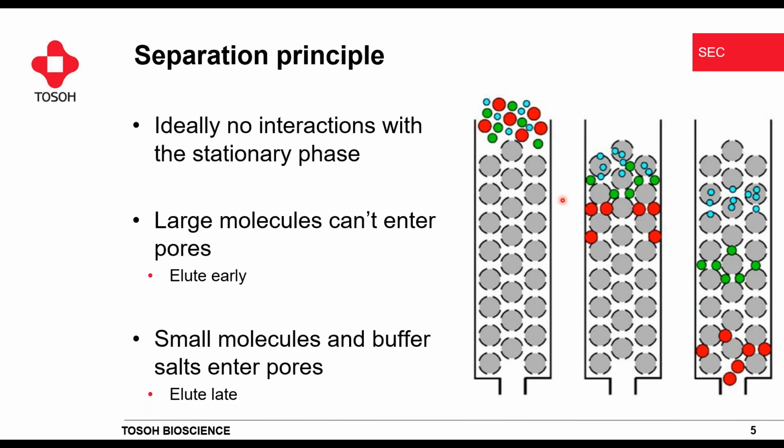The larger molecules, like the red dots here, are not able to enter the pores of your stationary phase. So they will flow fastest through your column and will be eluted first. And then, of course, depending on size, the smallest molecules, but also ions that are derived from your buffer, for example, will enter the pores and therefore will elute later because it takes them much longer to cross your column. It's like these blue dots here.